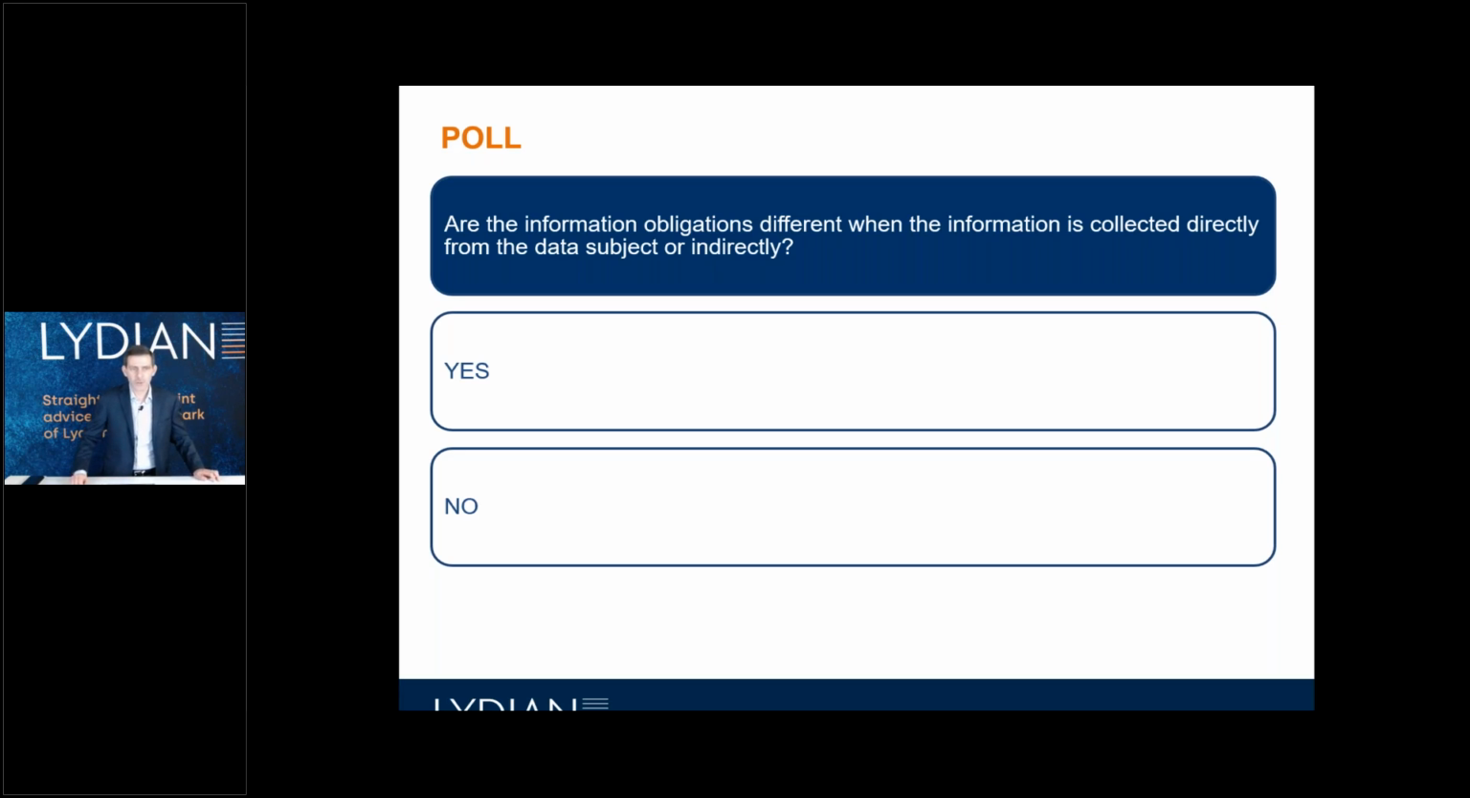The question is, are the information obligations different when the information is collected directly from the data subject or indirectly? And the answer may be yes or no.